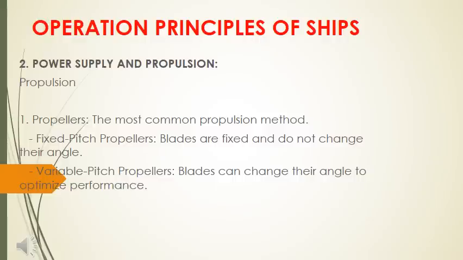Now the propulsion. I've looked at the power supply. The number one type of propulsion system is the propellers. Propellers are the most common propulsion method. It could be fixed pitch propellers or variable pitch propellers. For the fixed pitch propellers, blades are fixed and do not change their angle, while for the variable pitch propellers, blades can change their angle to optimize performance.